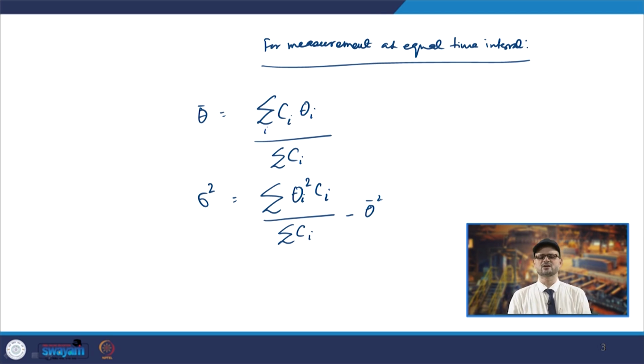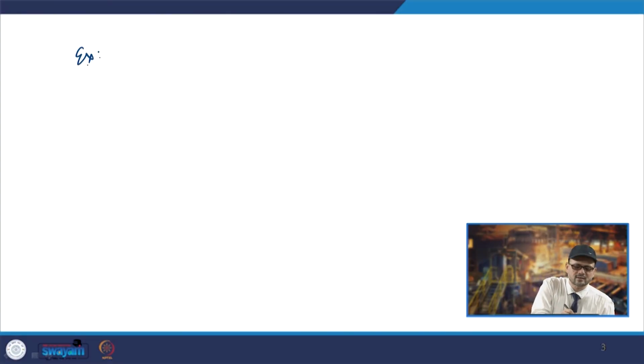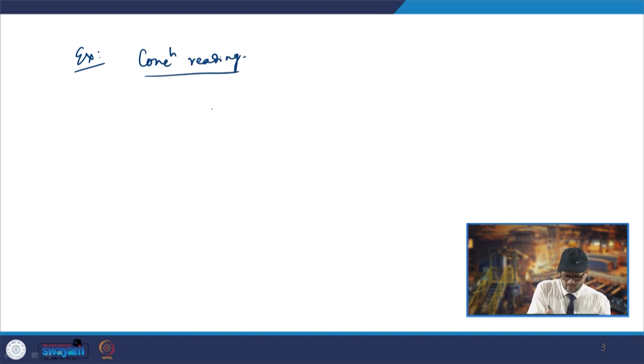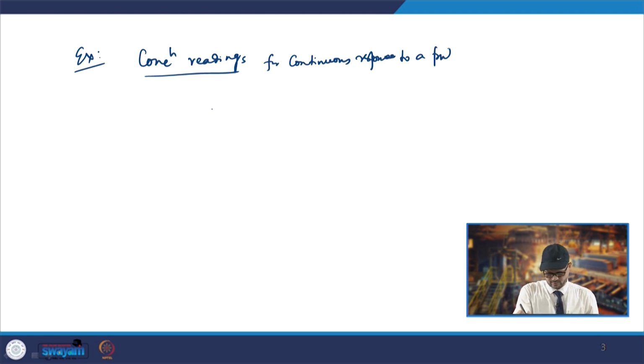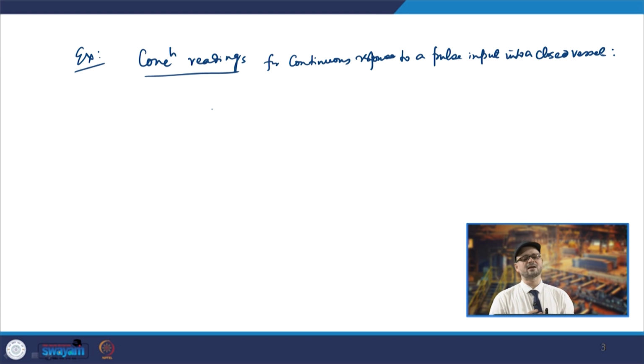So, we can understand it using one example. Suppose you have one example where there is a concentration measurement. The concentration readings are plotted for the continuous response to a pulse input into a closed vessel, which is used as a chemical reactor. For that, there are readings, and you will have the reading of the concentration at different times.